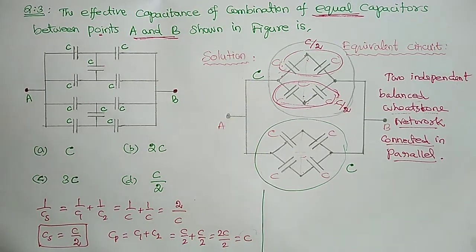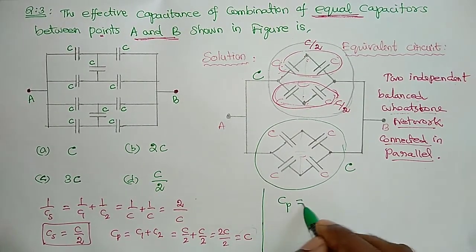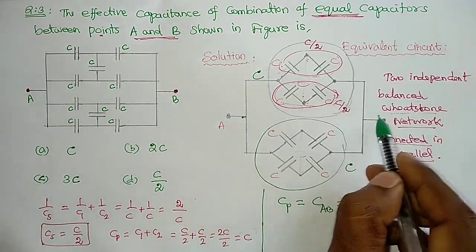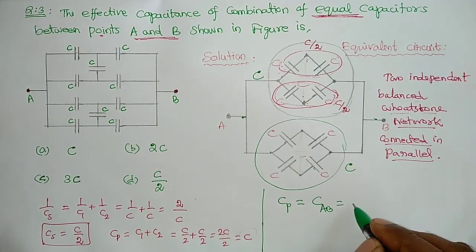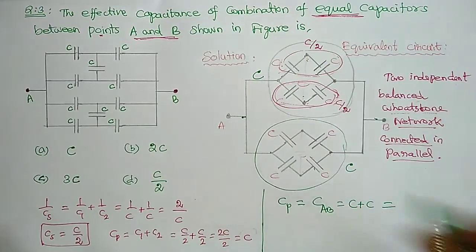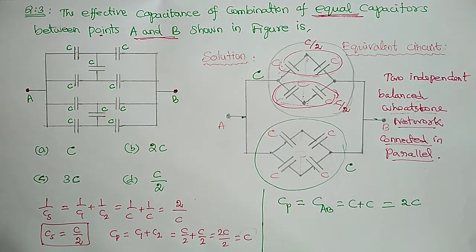Okay, so once again we will write the capacitance for parallel. Otherwise we will write CAB, the equivalent capacitance across these two ends for this parallel combination. So what is that? C plus C, which is equal to 2 times C.